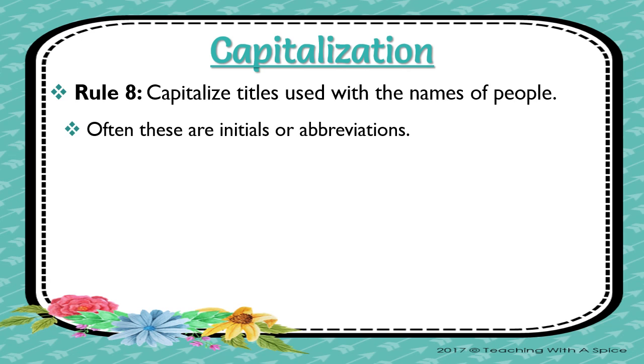So we capitalize titles that are used with the names of people. Often these are initials or abbreviations. So any title that is used with someone's name, it's many times an initial or an abbreviation. For example, T.S. Eliot. T and S are the initials of his name, so we capitalize T and S.